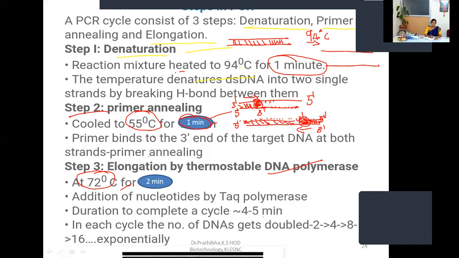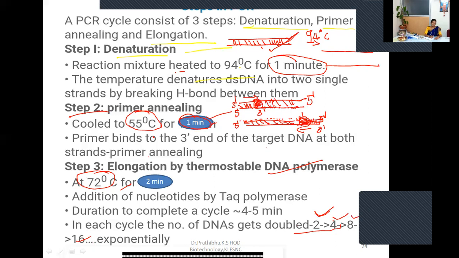In each cycle, the number of DNAs gets doubled. Earlier it was 2. See here, earlier we obtained the 2 strands of DNA fragment. After the synthesis, how many strands are we getting? Here 1 strand, here 1 strand, 2, 3, and then 4. So every time the DNA gets doubled. From 2 strands, you'll get 4 strands. From 4 strands, you'll get 8 strands. Then 16 strands. That's why we get it exponentially. That's why we say this PCR is a chemical reaction which proceeds in an exponential manner.